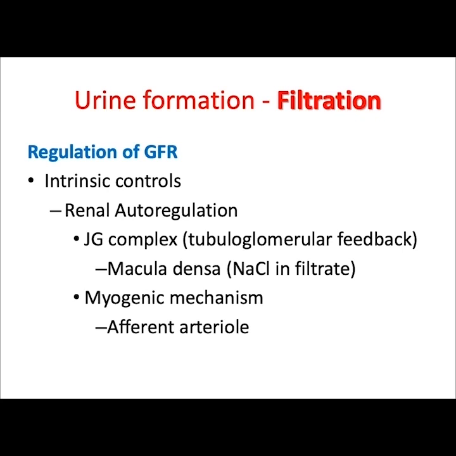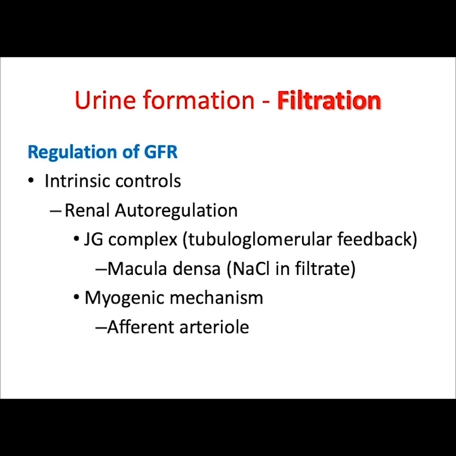There are two ways that renal autoregulation can occur. The first involves the JG complex through a process called tubular glomerular feedback. Chemoreceptors within the JG complex, called macula densa cells, monitor the sodium chloride in the filtrate. Elevated levels of sodium chloride in the filtrate reflect an increase in the glomerular filtration rate.